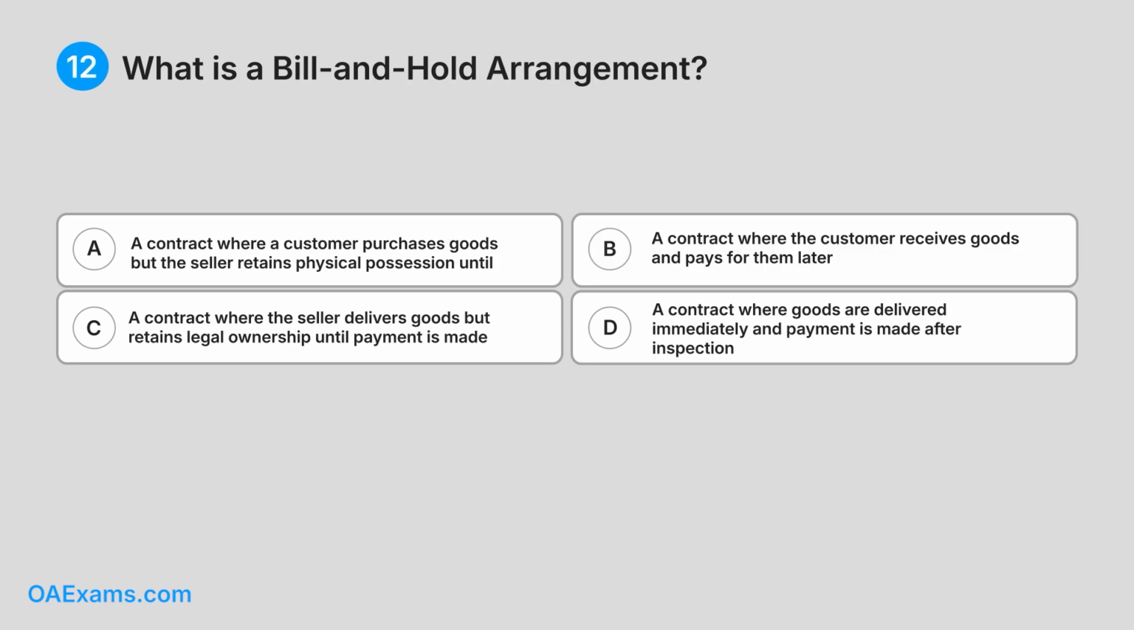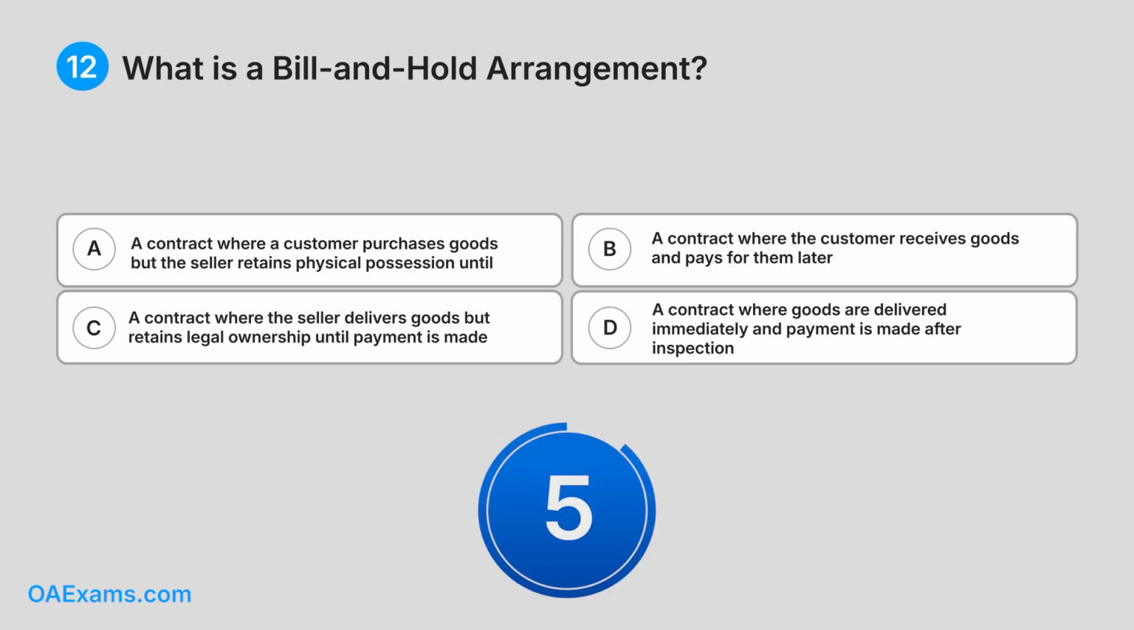12. What is a bill and hold arrangement? A. A contract where a customer purchases goods, but the seller retains physical possession until the customer requests delivery. B. A contract where the customer receives goods and pays for them later. C. A contract where the seller delivers goods but retains legal ownership until payment is made. D. A contract where goods are delivered immediately and payment is made after inspection. Can you guess the answer?